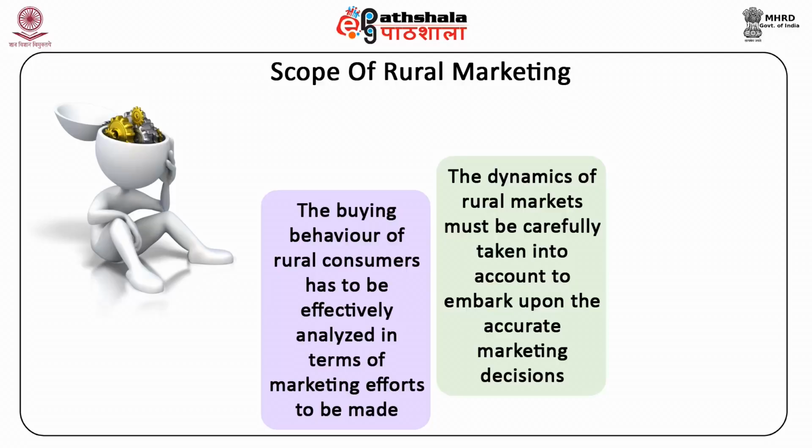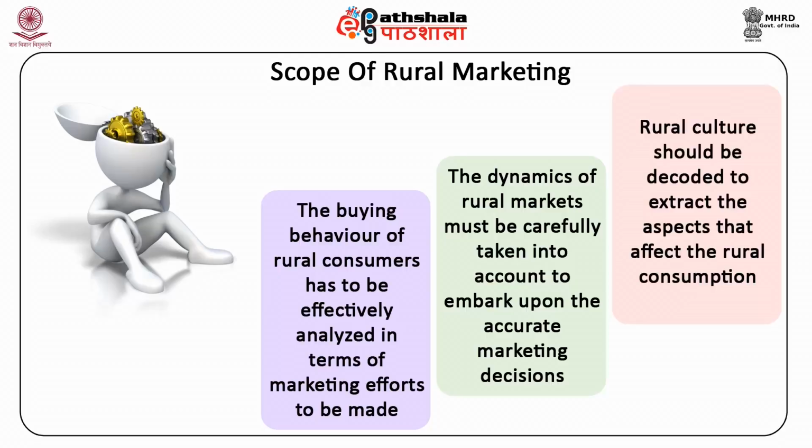Associations of rural consumers, both at the cognitive and emotional level, must be utilized to develop the brands for rural markets or to adapt the urban brands to rural markets. Rural culture should be decoded to extract the aspects that affect the rural consumption. Aspects such as food habits, language, festivals, rituals, or other components of socio-cultural relevance should be interwoven in the marketing plan and strategies for rural markets.